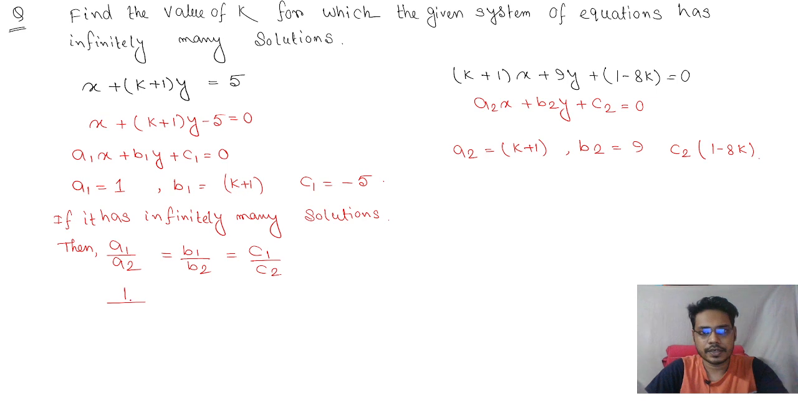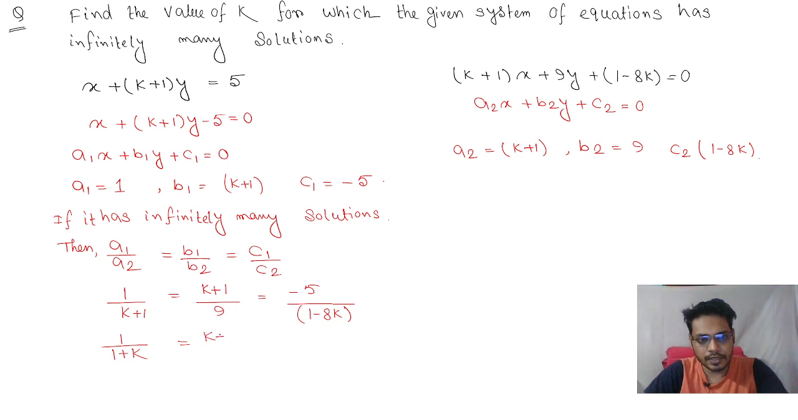Now a1 is 1, a2 is k plus 1, b1 is k plus 1, b2 is 9, and c1 is minus 5, and c2 is 1 minus 8k. So from here we can say 1 by 1 plus k is equal to k plus 1 by 9. Again we can say k plus 1 by 9 is equal to, if we take minus common, 5 divided by 8k minus 1. Now you have to compare these two individually.